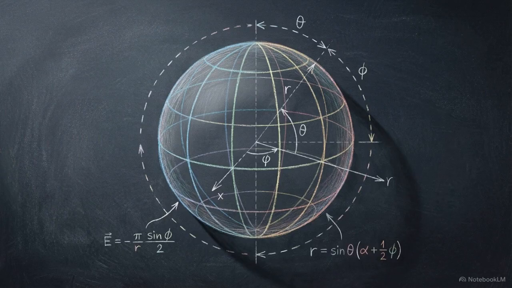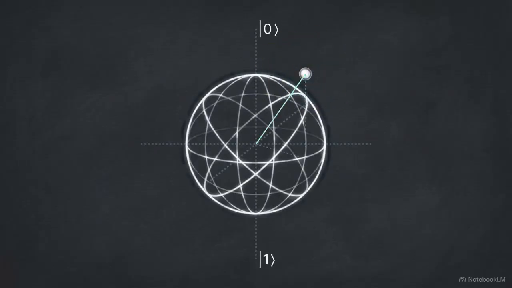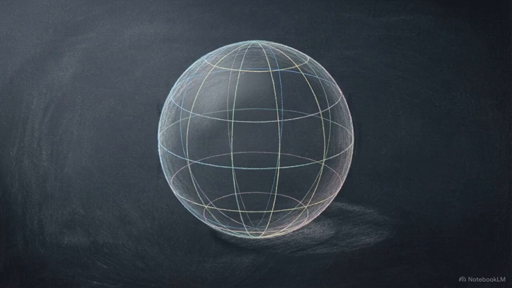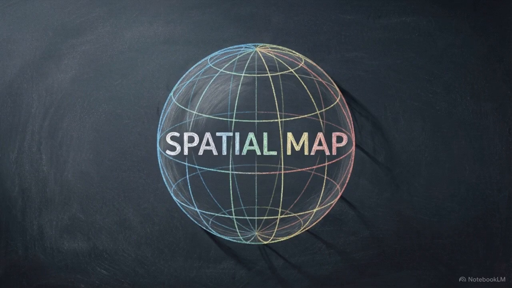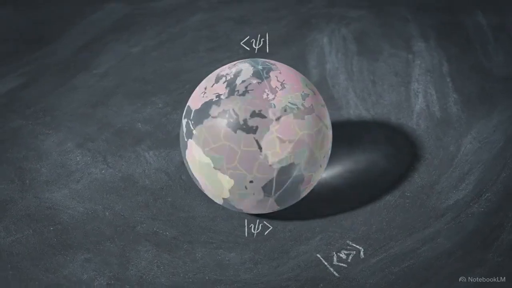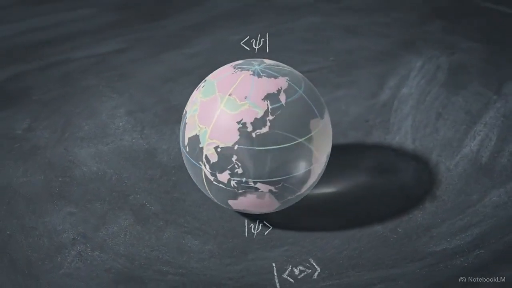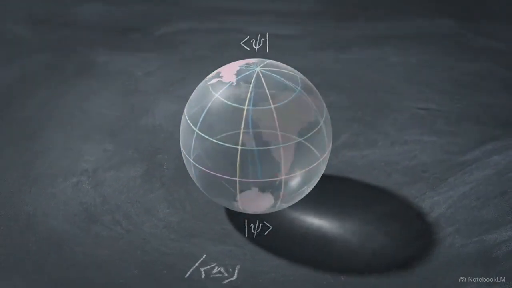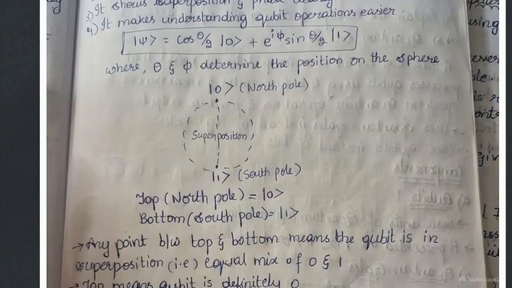To make sense of this behavior, they had to invent an entirely new kind of visual map to track where these qubits actually are. They call this map the Bloch Sphere. The name sounds intimidating, but it is simply a 3D globe. Think of it like a miniature planet, and its entire job is to show us exactly what a single qubit is doing. This diagram maps it out.